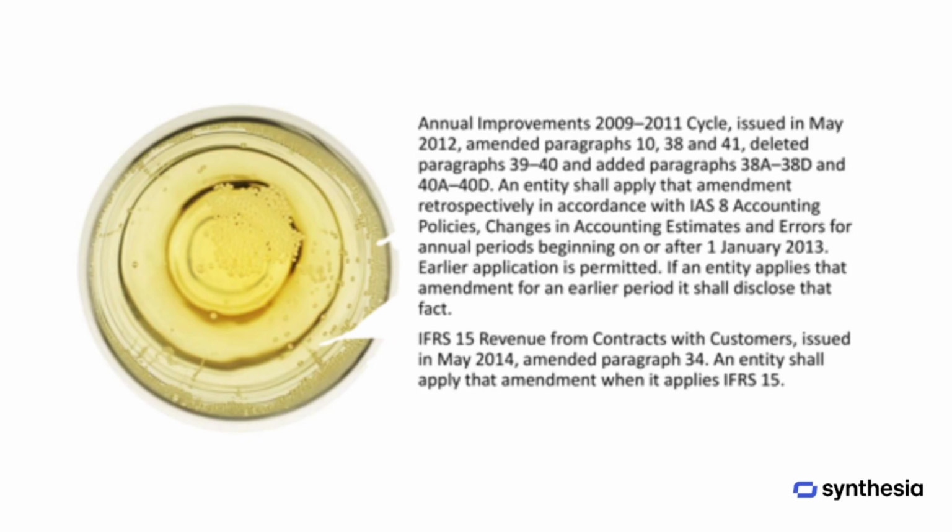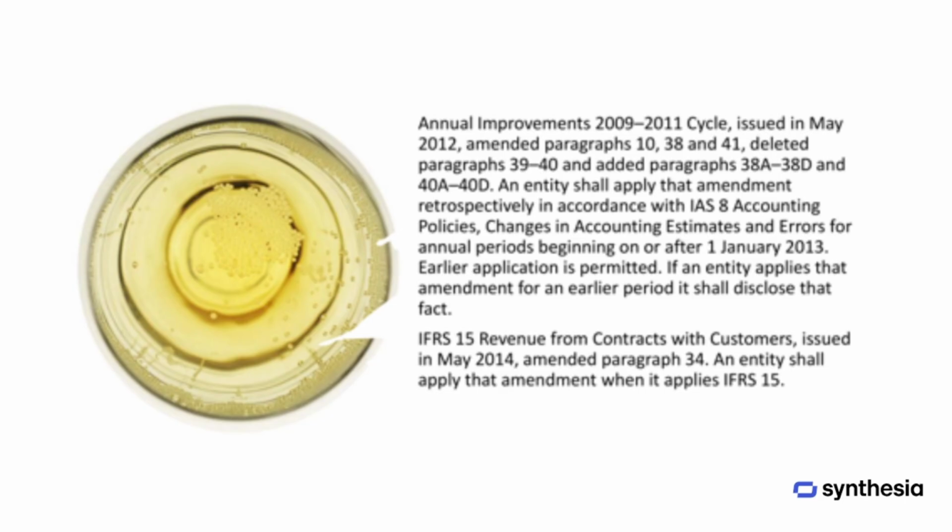The Annual Improvements 2009 to 2011 cycle, issued in May 2012, amended paragraphs 10, 38 and 41, deleted paragraphs 39 and 40, and added paragraphs 38A to 38D and 40A to 40D. An entity shall apply that amendment retrospectively in accordance with IAS 8 Accounting Policies, Changes in Accounting Estimates and Errors for annual periods beginning on or after the 1st of January 2013. Earlier application is permitted. If an entity applies that amendment for an earlier period, it shall disclose that fact.